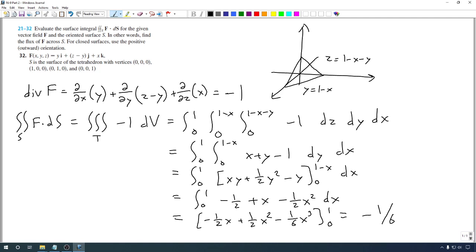That was exactly the same answer that we got when we looked at the surface integral. We saw that when we did the different surfaces, the ones that are on the coordinate planes, those all came out to be negative 1/6. And the one over the z equals 1 minus x minus y, that one turned out to be a positive 1/3. And that positive 1/3 canceled out two negative 1/6, leaving a single negative 1/6 overall. So we get the same thing with a lot less work.